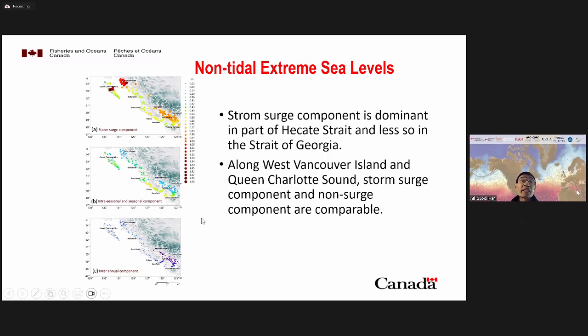And so we look at the contribution from the surge component and non-surge component. Non-surge component means B plus C. As you can see, the storm surge component is dominant in part of Hecate Strait and less so in the Strait of Georgia. If you look along the west coast of Vancouver Island and the coast of Queen Charlotte Sound, you can see the non-surge component and storm surge component are comparable.